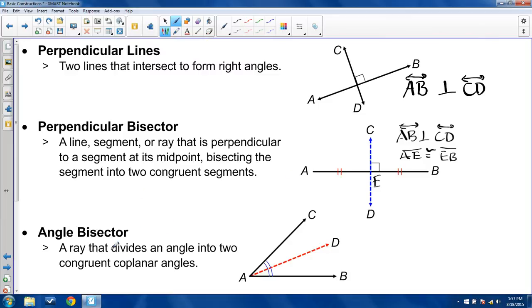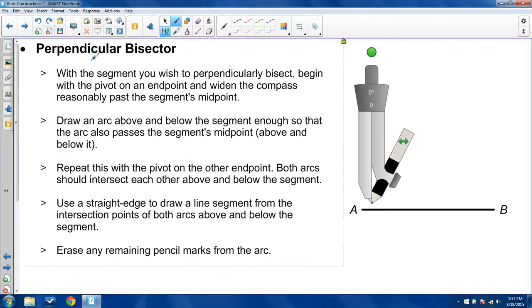An angle bisector is where you have some angle, like angle CAB right here, and then this ray AD is drawn through there, and it bisects angle CAB. What that allows is it creates two congruent coplanar angles. As the angle is already on one plane, it now keeps it on the plane. So that allows angle CAD to be congruent to angle DAB. So now that we know those terms, let's go ahead and move on.